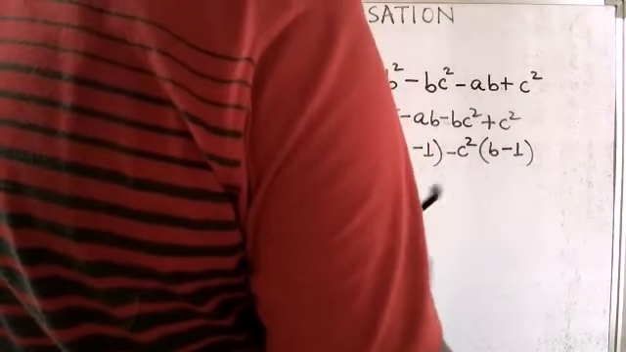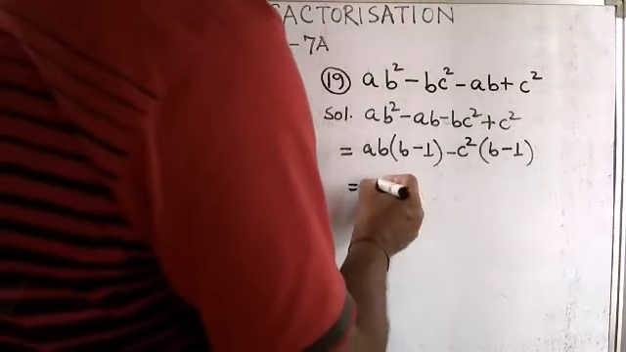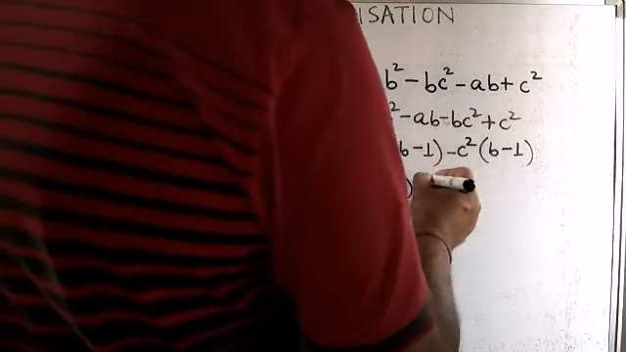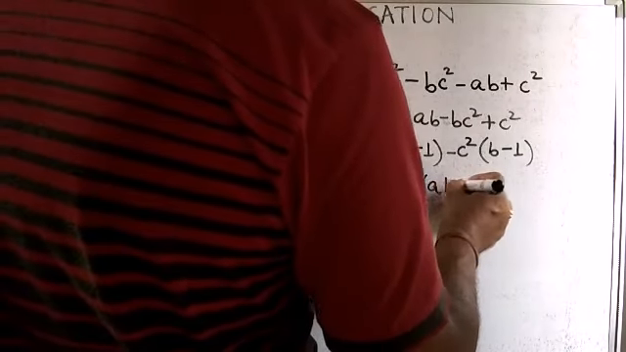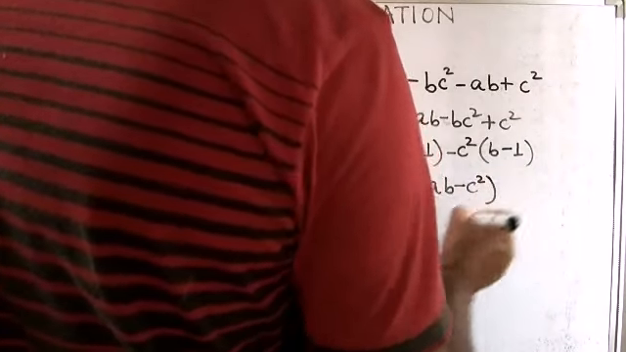Again in the third step, b minus 1 is the HCF and the quotient is ab minus c square.